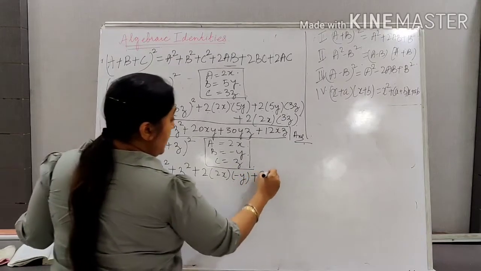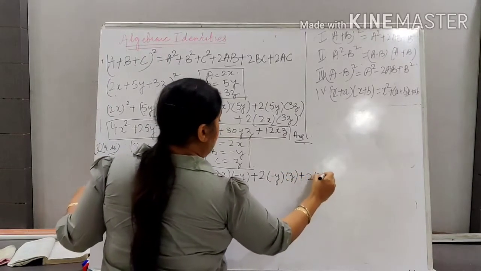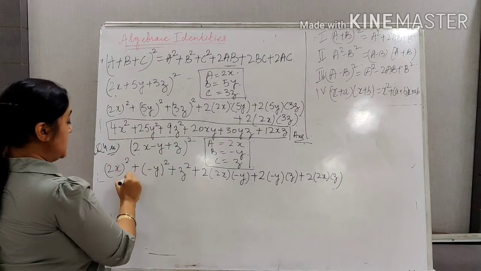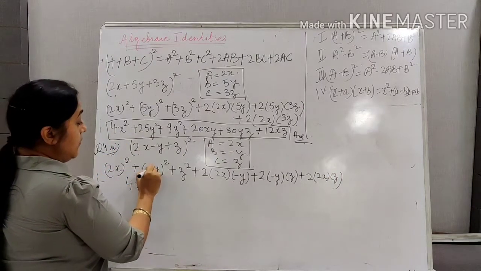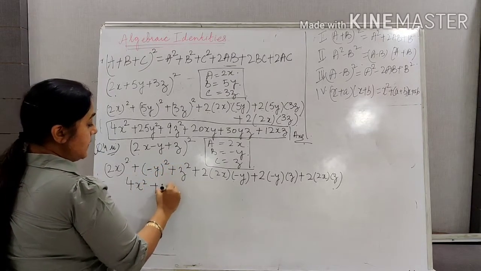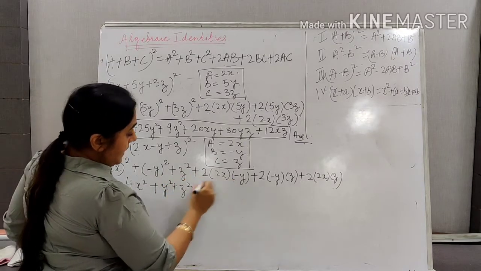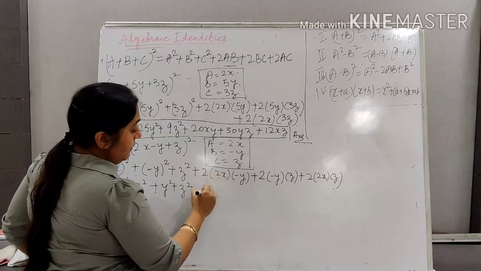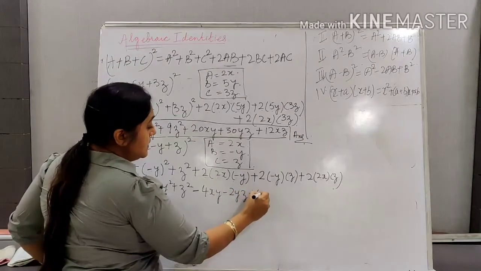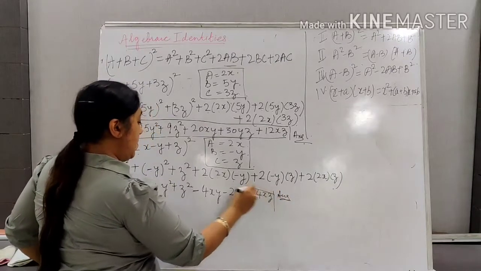2 in the formula, minus 5 into z, and 2ac: 2 into 2x into z. Right? Now again, 2 square is 4, it is 4x square. Minus square is positive, so I have plus y square, z square. Got it? Now in this term, plus minus, you will get minus. It will be 4xy minus 2yz plus 4xz. This is the answer of your question.